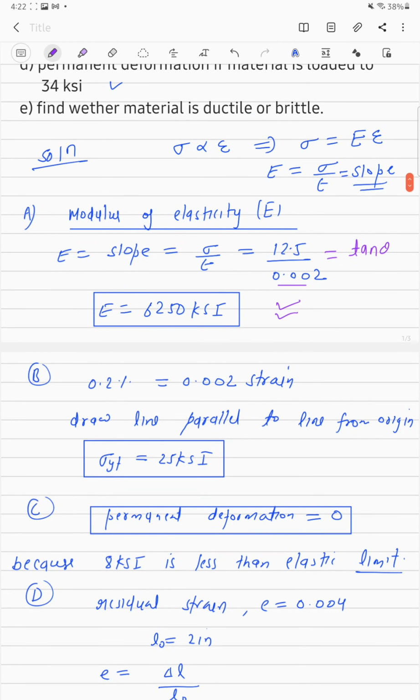The basic conclusion is that if we apply a load within the elastic limit and then remove it, the material will regain its original position. So there will be no net elongation in this case. So the answer to part C will be 0.